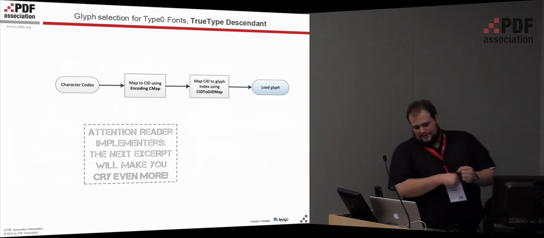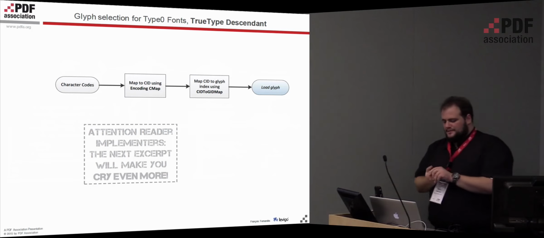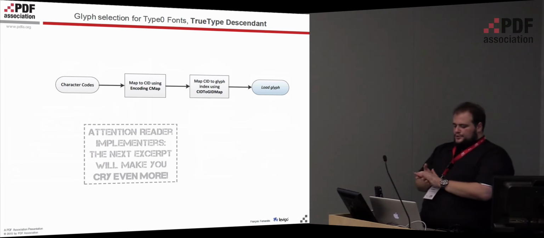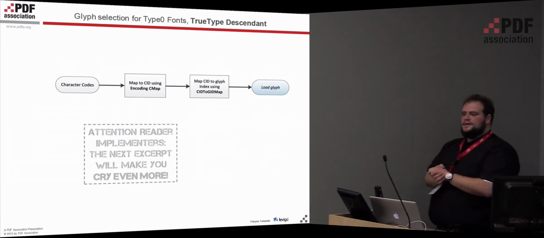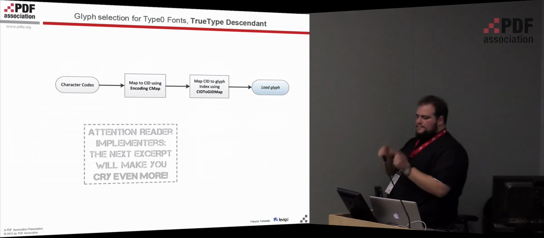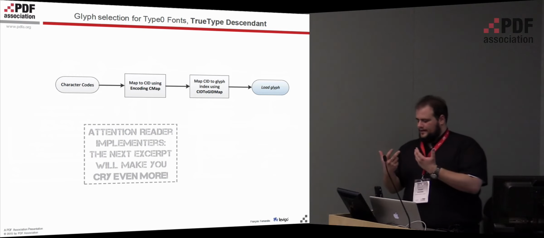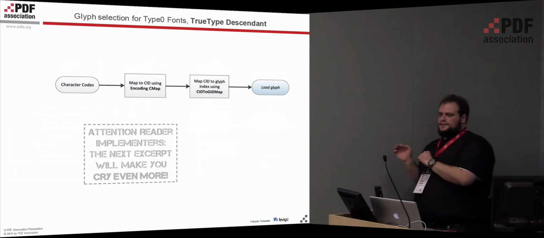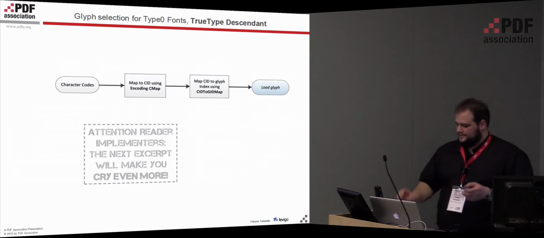Now, for TrueType, my favorite. We have character codes. Character codes we map to CIDs using the encoding CMAP. That's already known. And then we use the CID to glyph index using the CID to GID map. That means we use the incoming CID codes and map those to a glyph ID. One common way of doing this is using the identity encoding. That means any CID is the actual glyph ID in the font, but there can be custom ones.